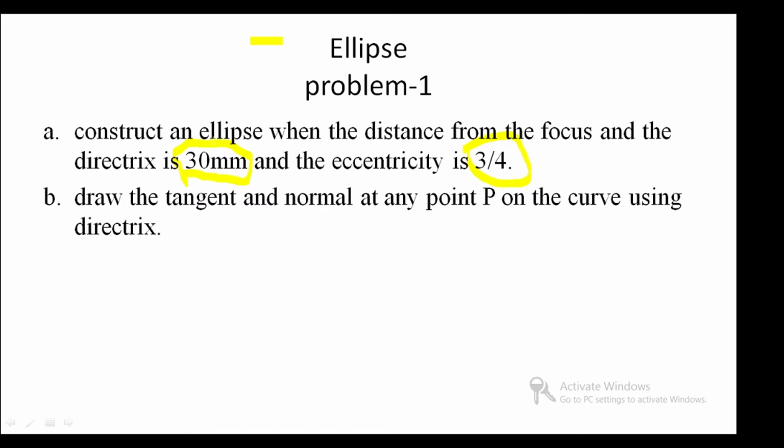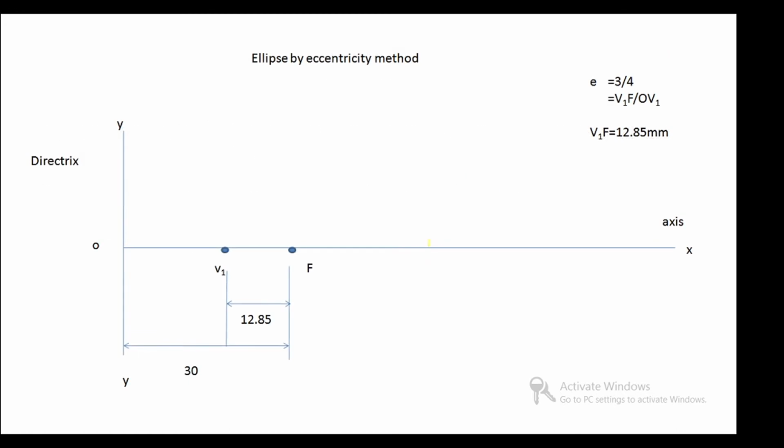After constructing the ellipse, I draw the tangent and normal. In part B, draw the tangent and normal at any point P on the curve using the directrix. First you draw and mark two points.